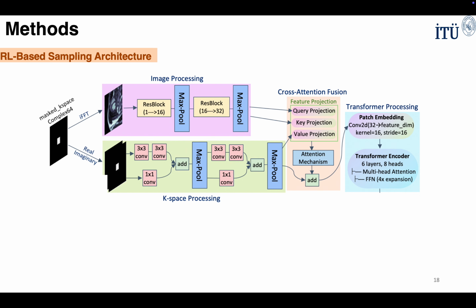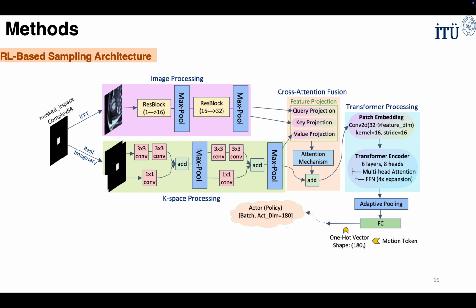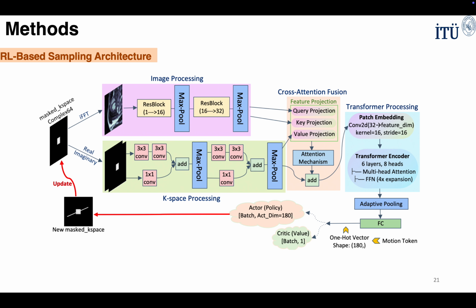The fused information then goes through transformer processing with patch embedding and multi-head attention mechanisms. Finally, we have adaptive pooling that produces our final policy output, specifically the action probabilities for selecting the next radial sampling angle. This system also generates critic values. This architecture combines dual domain processing with an attention mechanism, enabling our agent to make informed decisions about radial sampling patterns based on both spatial and frequency domain information.